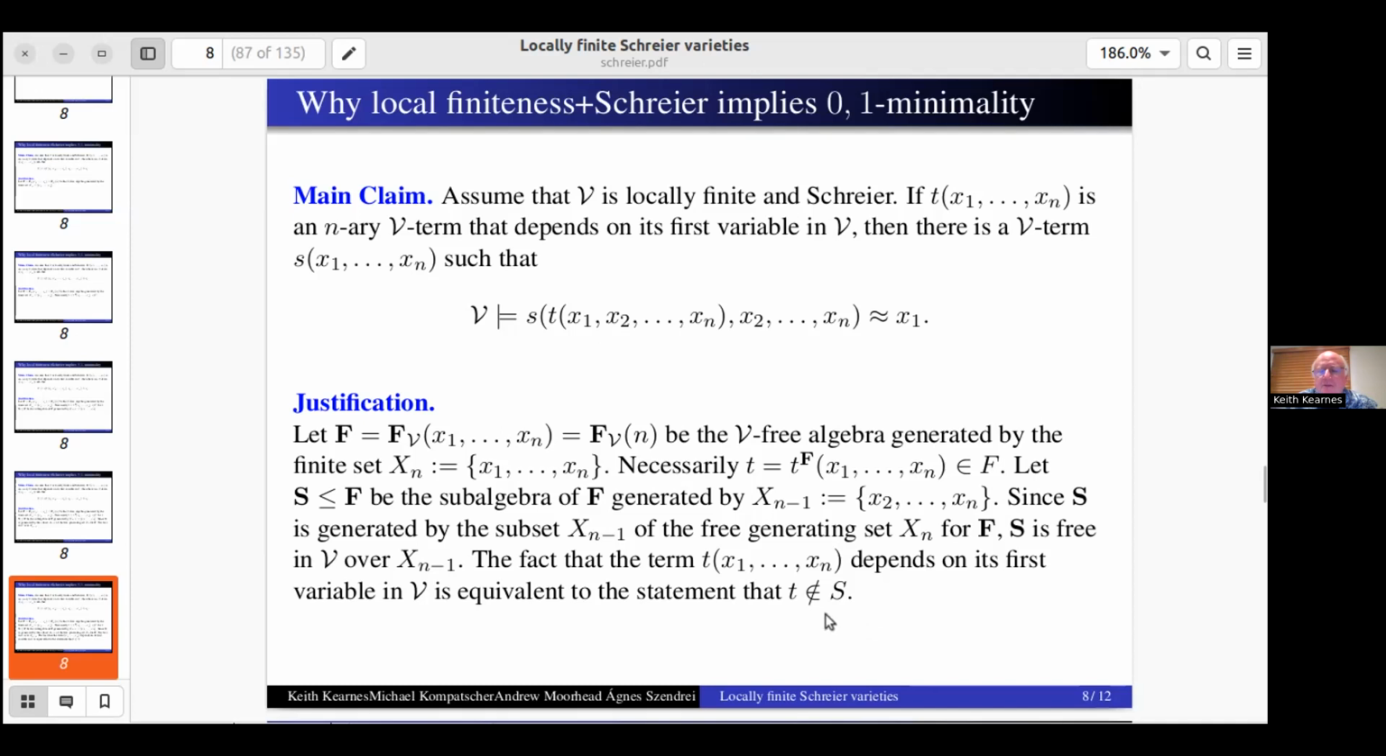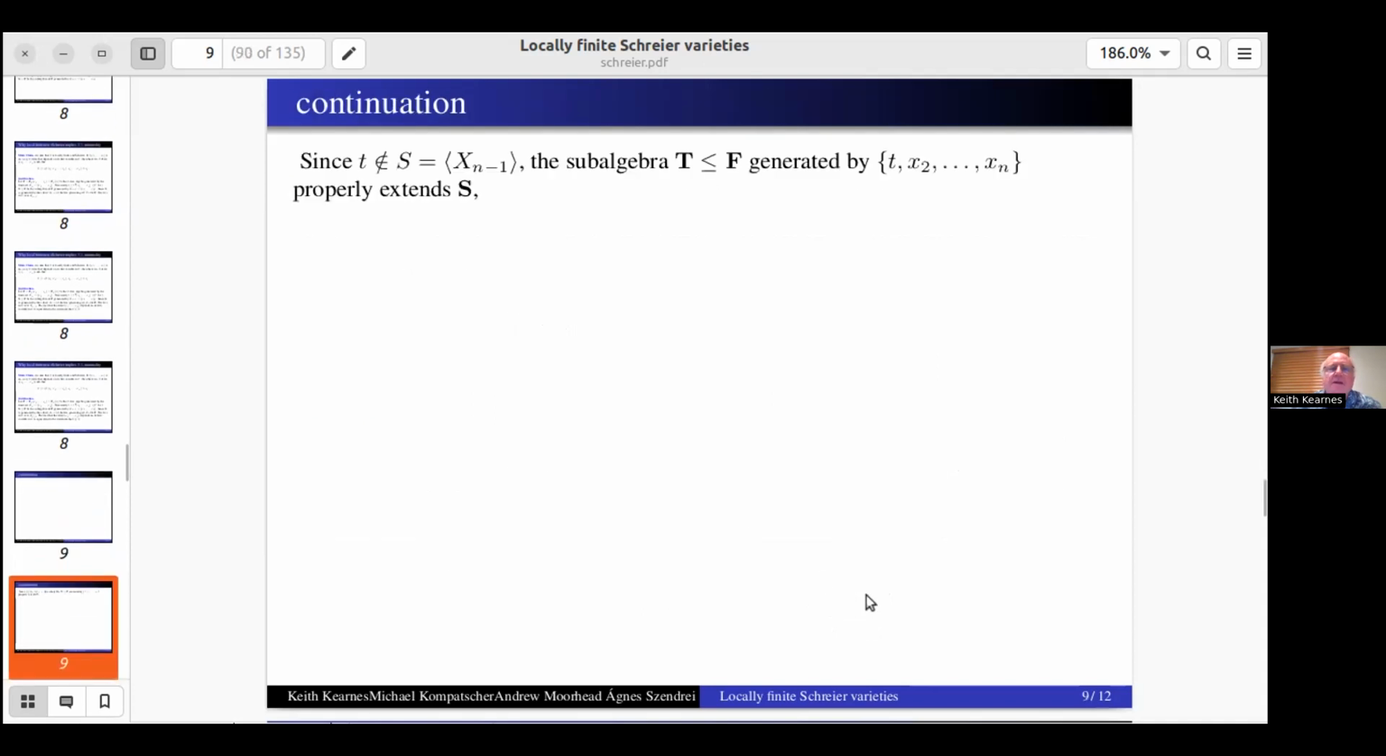And if t is not in S, then of course it must depend on its first variable, because if it didn't, I could reset the first variable to x2, it shouldn't change it, but then it would be in S. It would be generated by x2 up to xn. So the fact that t depends on its first variable means it didn't get generated when we created S. Okay, so it's not in the subalgebra generated by the last n-1 variables.